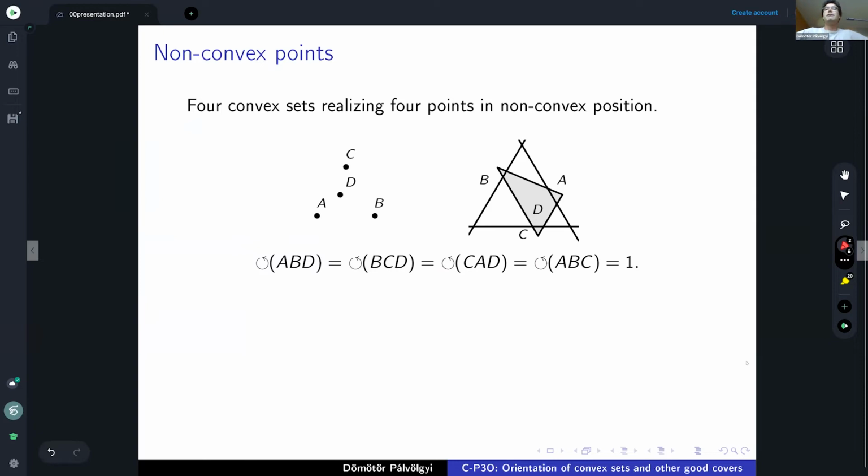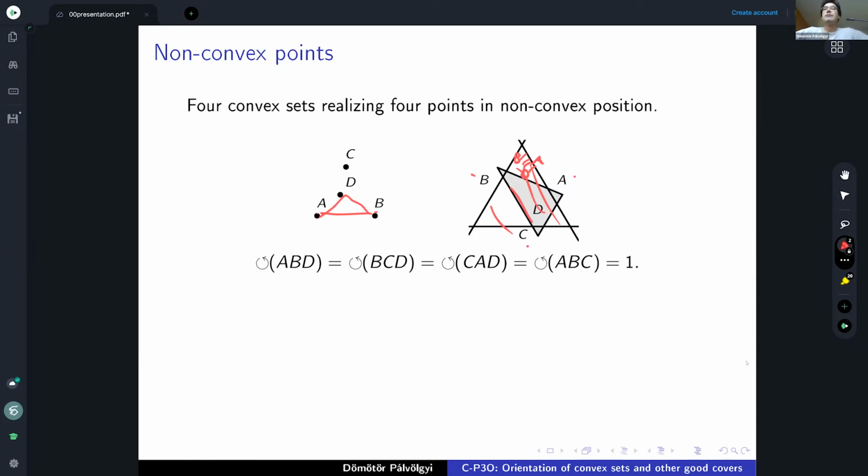But what happens if you have points in non-convex position? Of course, if you have 4 points, then there's one configuration in non-convex position. And if you see, we can also realize this order type with 4 convex sets. So of course, for example, ABD is one here. And also if you look at ABD, this will be this region that they enclose, it's also good. Or if you look at the outer ABC, that's obviously just the outer ABC here. That would be this big thing.